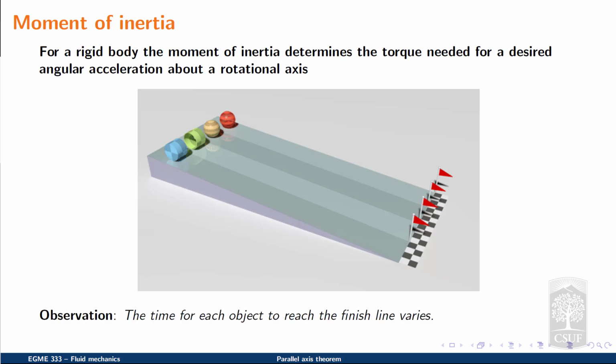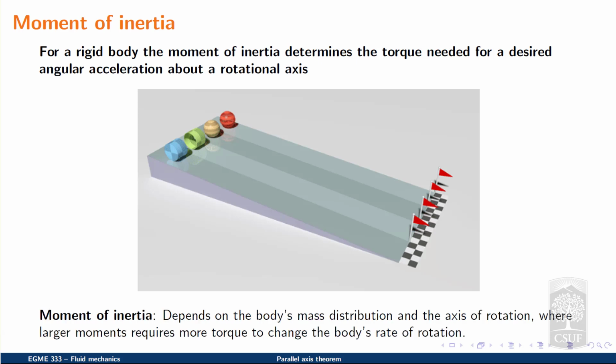From this example, the key observation that you should make is that although all four objects share the same mass and the same radius, the time for each object to reach the finish line varies. So the question becomes, what property about these objects is responsible for causing the variation in the rolling time?